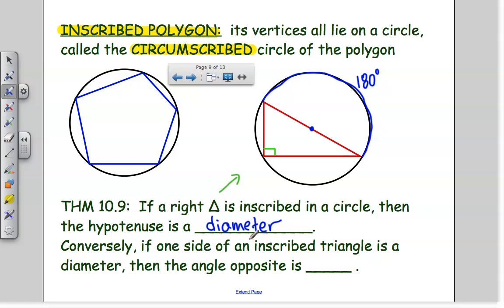And the converse is also true. If one side of an inscribed triangle, let's say I did not know this was a right angle, let's just say I saw a triangle, but I knew that this was a diameter because it went through the center, then you would know that the angle opposite from this side would have to be 90, because you would have a semicircle if it was a diameter. Therefore, that inscribed angle is half of 180, or 90. So the angle opposite from it would be right, and it would be a right triangle.